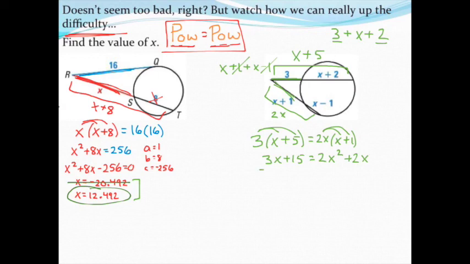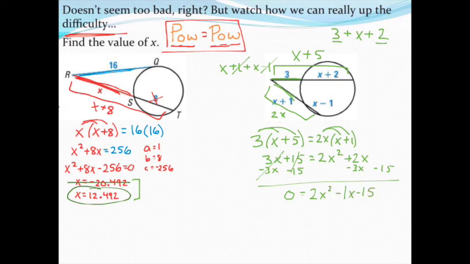So let's go ahead and subtract 3x. I want to keep the x squared positive, that's why I'm going to move things in the direction towards the right over there. I'll also subtract 15 from both sides. What that's going to leave me with is 0 equal to 2x squared minus 1x and then minus 15.